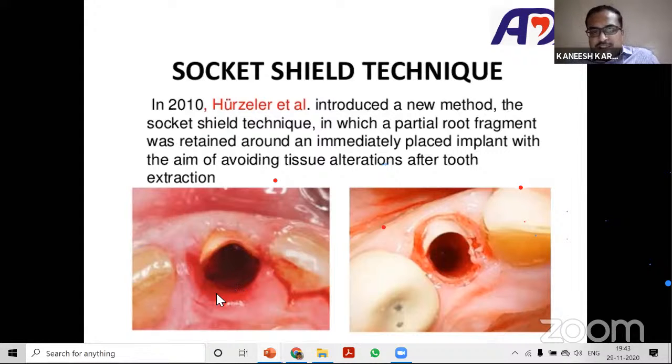What they do is they leave the labial part of the tooth. They divide the root into two halves, labial and palatal halves. They leave the labial part of the tooth intact, give a jumping distance of 2 to 3 mm, and then place the implant here. The tooth is left in situ itself. If the buccal cortex is too thin, otherwise the implant will get exposed labially. So to prevent that, this labial part of the root is left inside the socket itself, and the implant is placed.